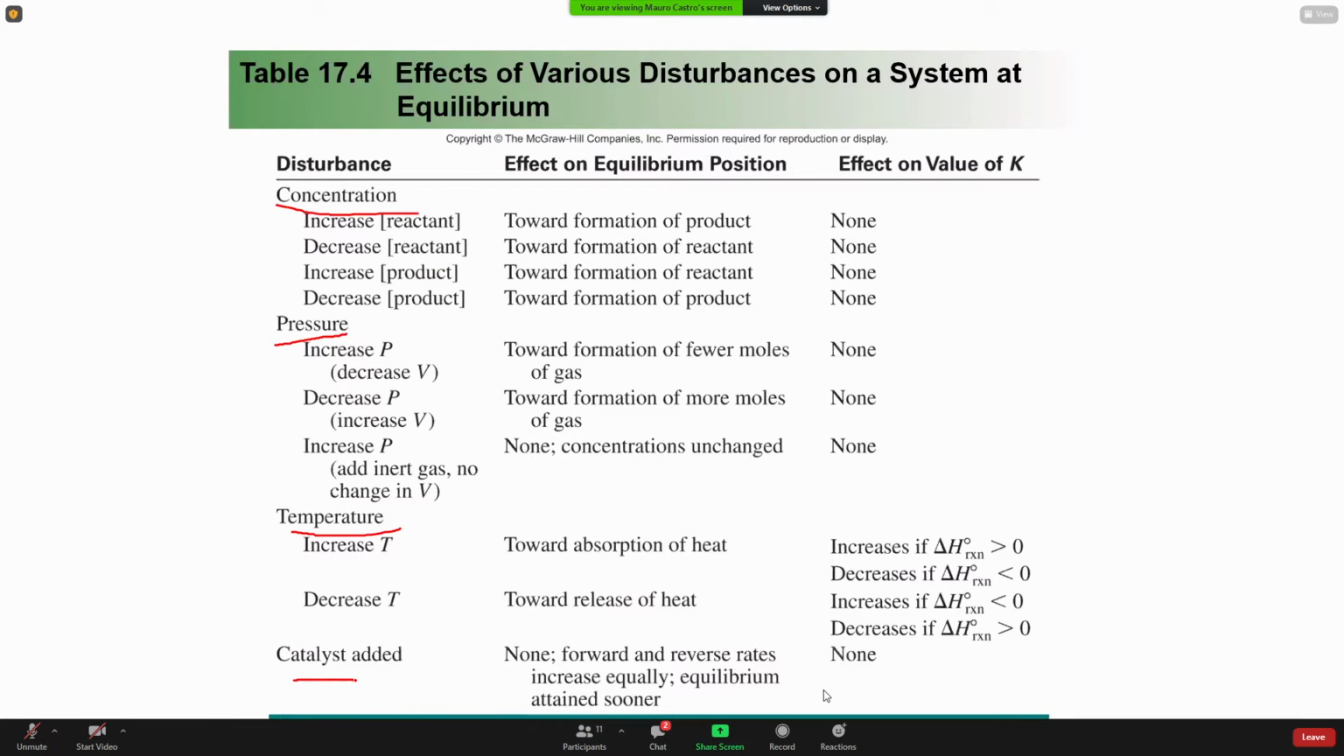I did cover the catalyst at the end, but the catalyst is not going to shift the reaction left or right. So increase in reactants, decrease in reactant, it's just the whole table. So go to your book and look at this table and understand this table, and then you got it done. No questions, no concerns?